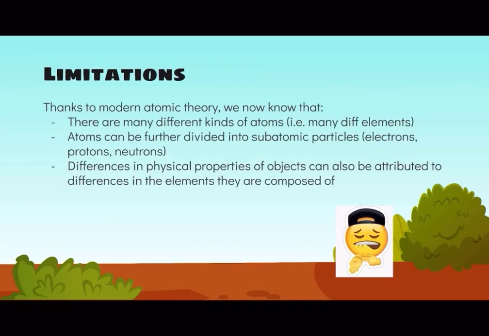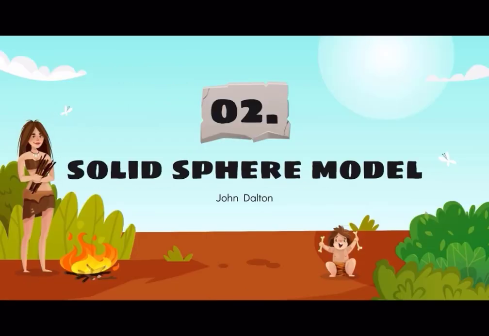Based on the knowledge of the atom that we have today, we now know that there are many different elements, and atoms can be further divided into subatomic particles, such as electrons, protons, and neutrons. And differences in the physical properties of objects are also attributed to the differences in the elements they are composed of. Moving on, I will now be talking about the solid sphere model.